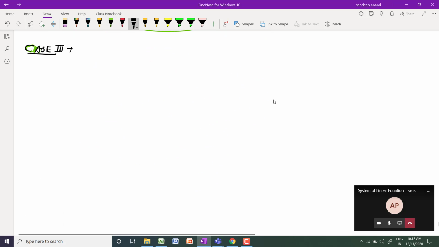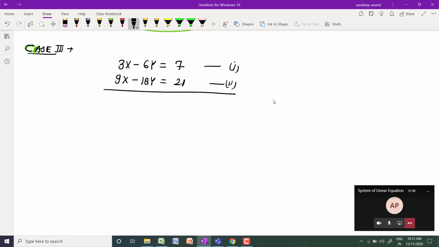Here is the equation which I already discussed with you. Suppose you have the equation 3x minus 6y is equal to 7, and 9x minus 18y is equal to 21. Suppose this condition appears in front of you. In this case, first check the ratio a1 by a2. My a1 by a2 value is 3 by 9, which means 1 by 3.